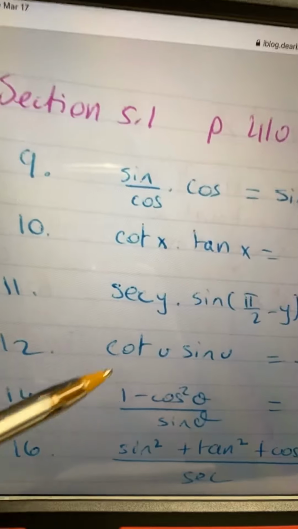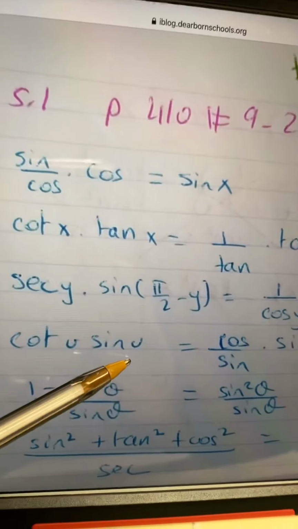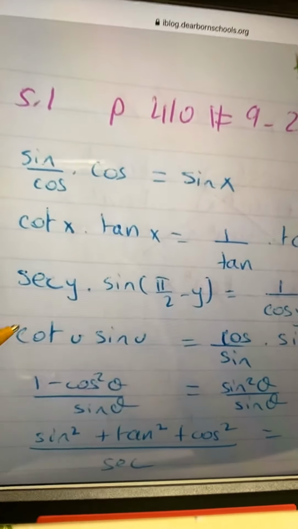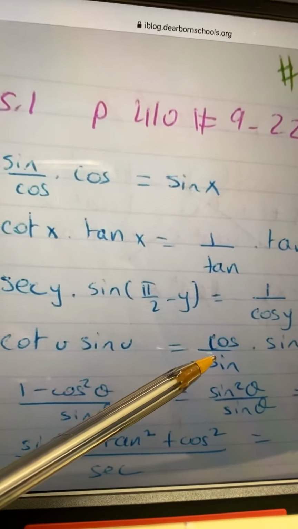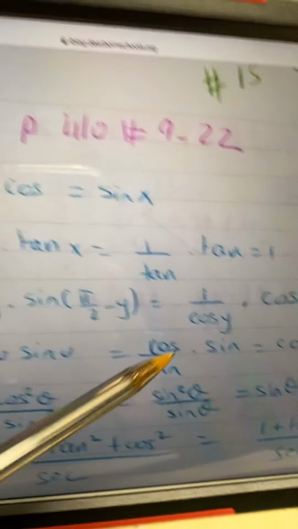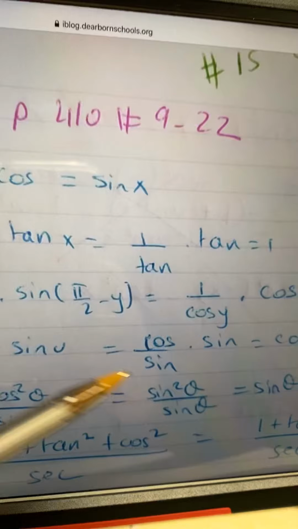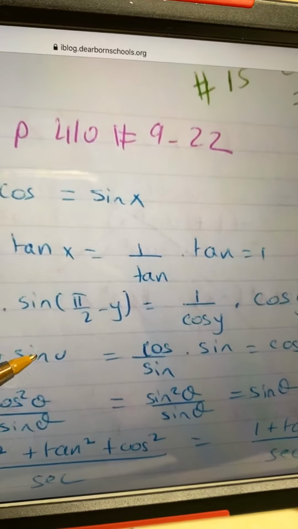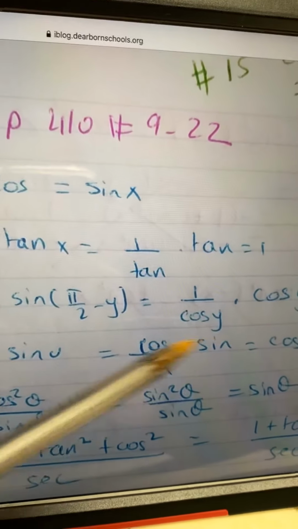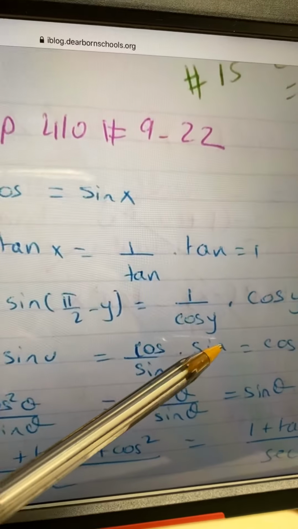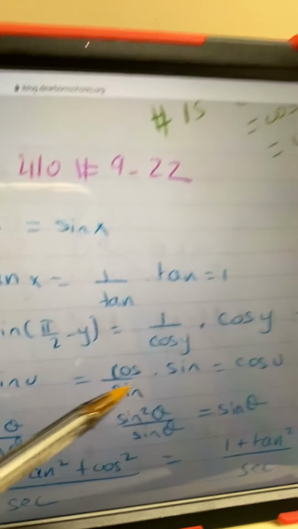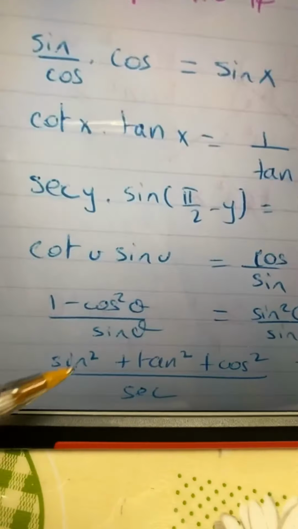Okay, number 12, cotan u multiplied by sine. So the cotan is cosine over sine, and you can rewrite the u everywhere. It's also recommended that you keep writing the angle. So sine u, the sines cancel out and you're left with cosine.